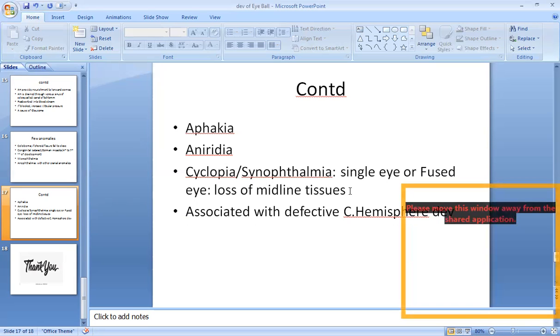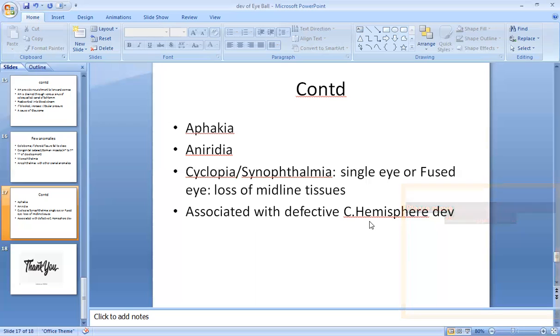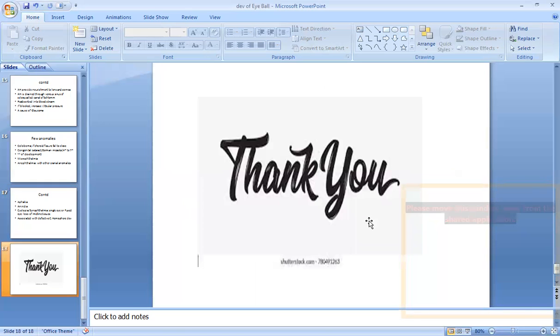Usually the cause of the single eye or fused eye is the loss of midline tissues during any insult to the tissue at a very early stage of pregnancy, that is in the first 4 to 6 weeks, and it is always associated with defective cerebral hemisphere development as well. So it was all about the development of the eye. Thank you very much.